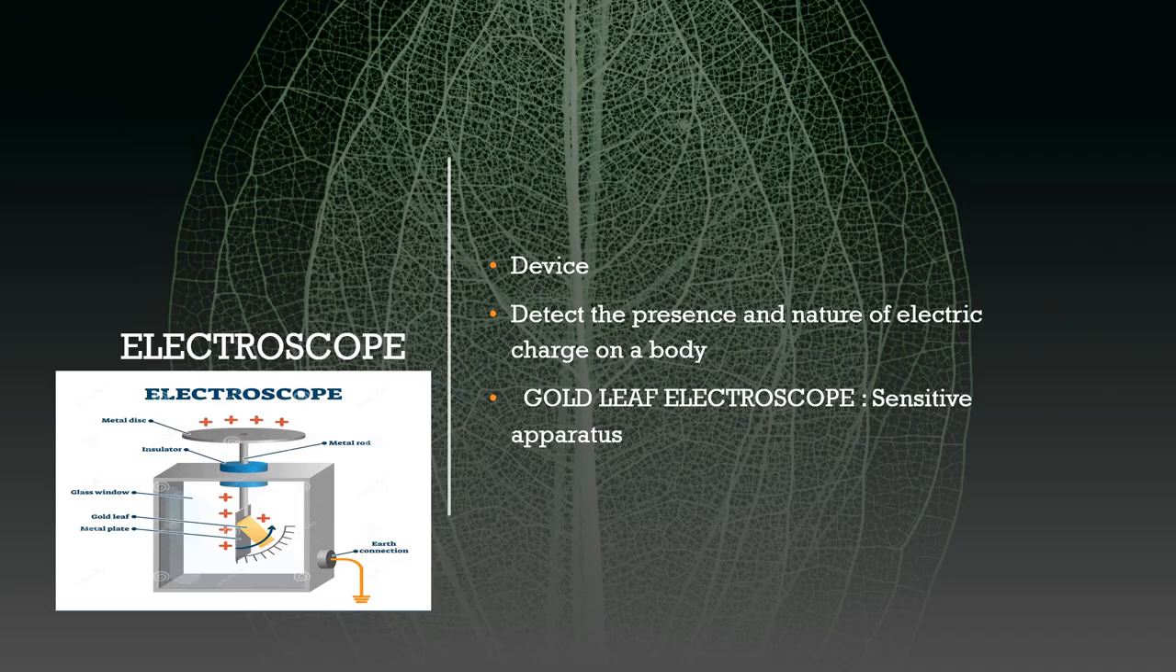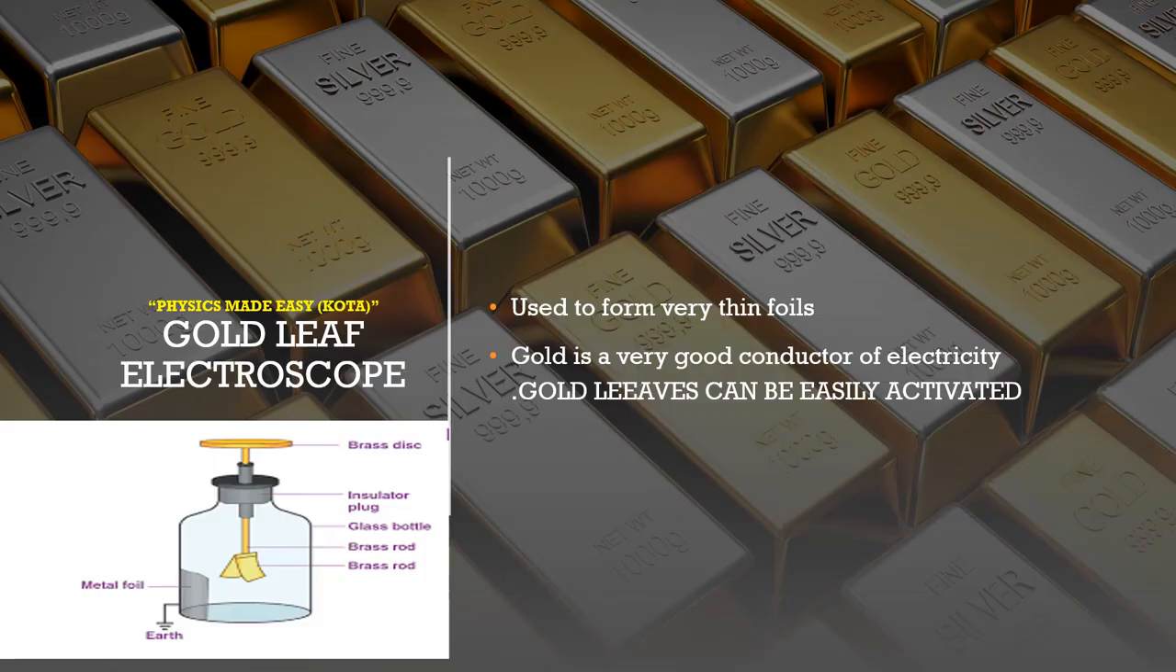It is a device used to detect the presence and the nature of electric charge on a body. A very sensitive and commonly used type of such apparatus is the gold leaf electroscope. It uses very thin foils of gold. Gold is a very good conductor of electricity, and gold leaves can be easily activated by small electrostatic forces.